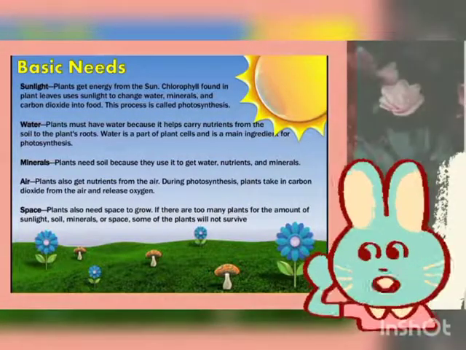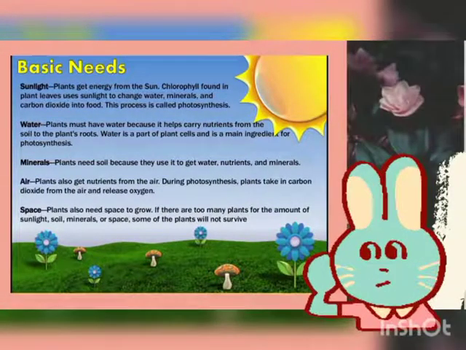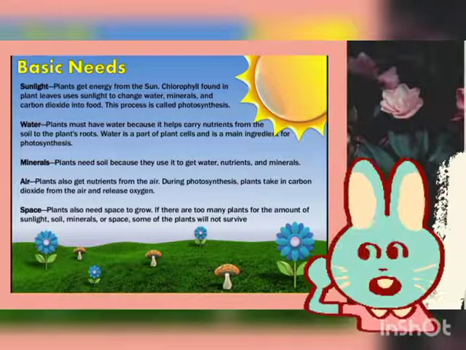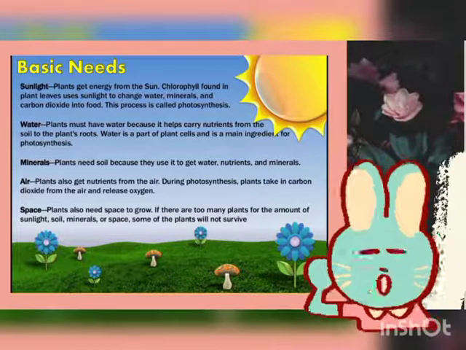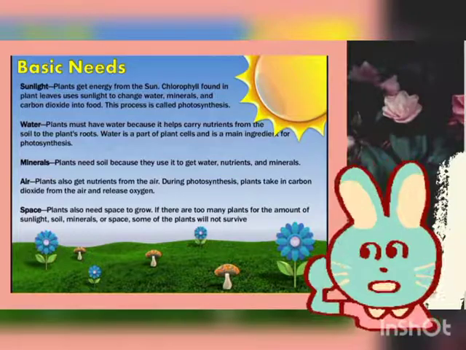What are the things plants need to live? Basic needs: they are sunlight. Plants get energy from the sun. Chlorophyll found in plant leaves uses sunlight to change water, minerals, and carbon dioxide into food. This process is called photosynthesis.